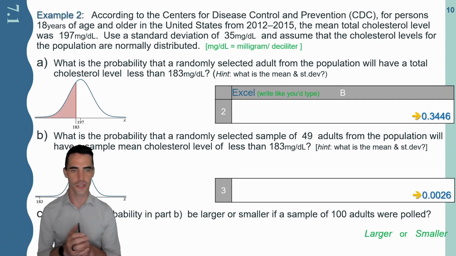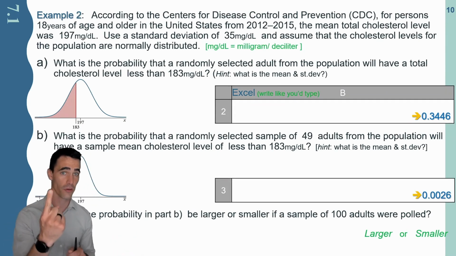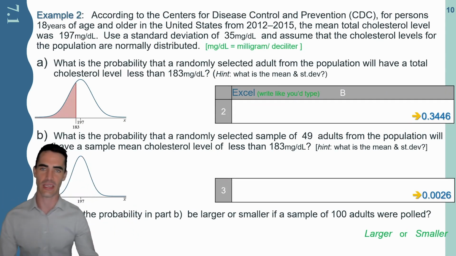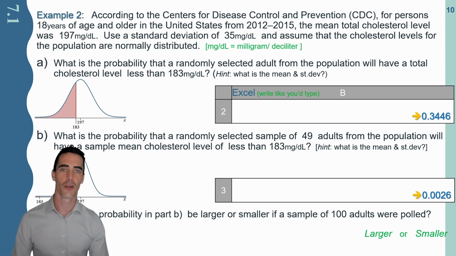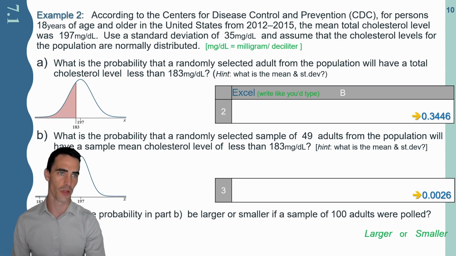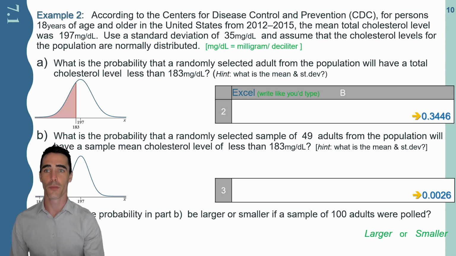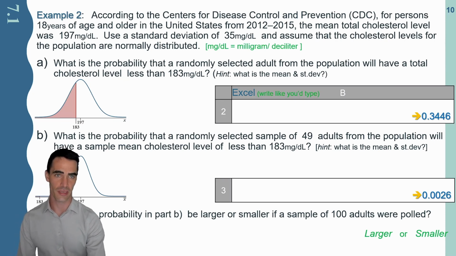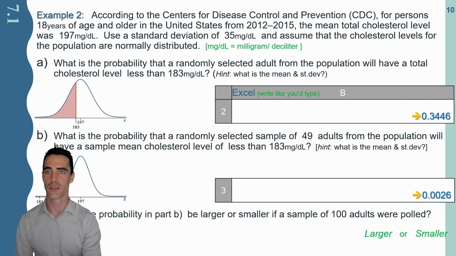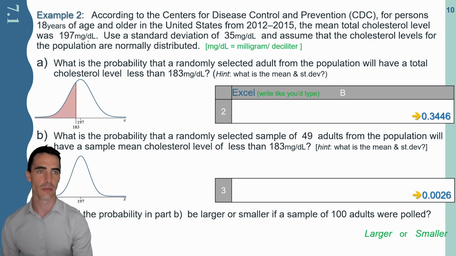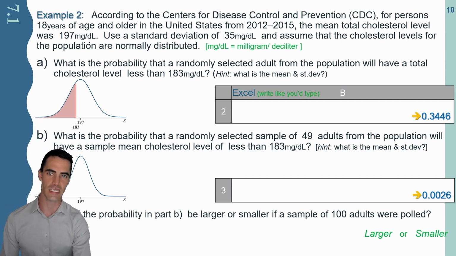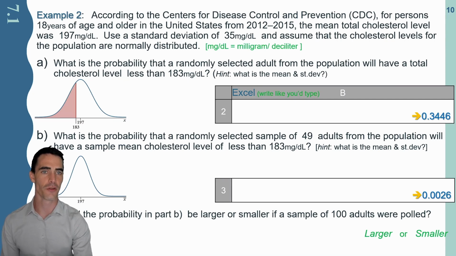In this example, I want to highlight the difference between one person and many and what they tend towards. According to the Center for Disease Control and Prevention, the CDC, for persons 18 of age and older in the United States from 2012 to 2015, the mean total cholesterol level was 197 milligrams per deciliter, or mg/dl. Use the standard deviation of 35 mg/dl and assume that the cholesterol levels for the population are normally distributed.